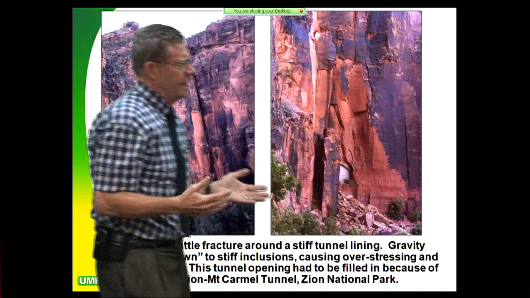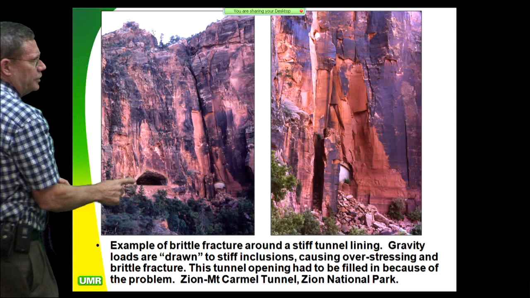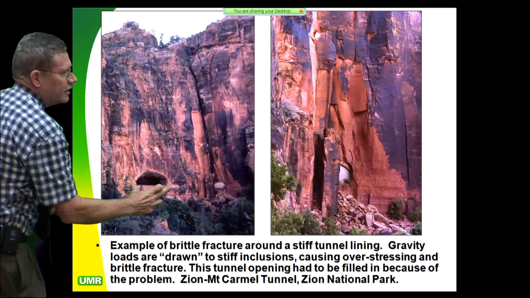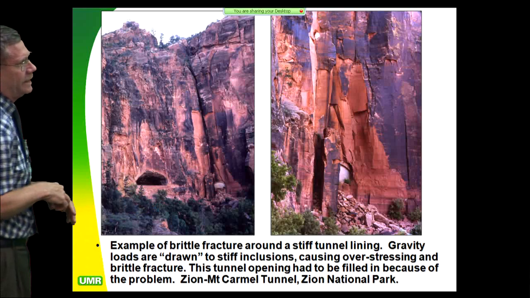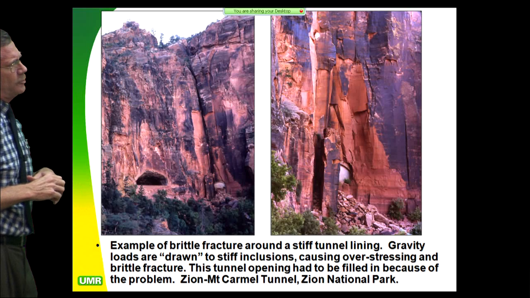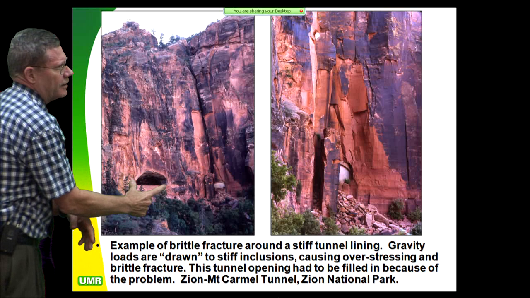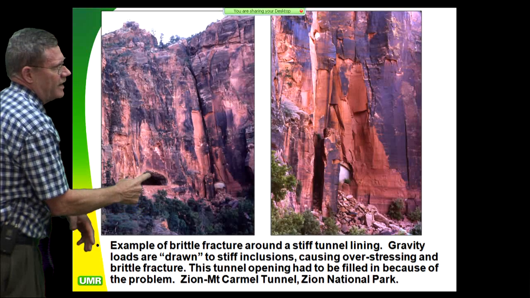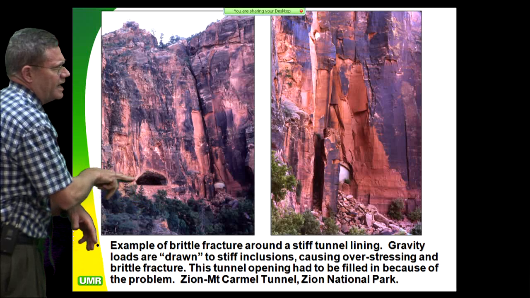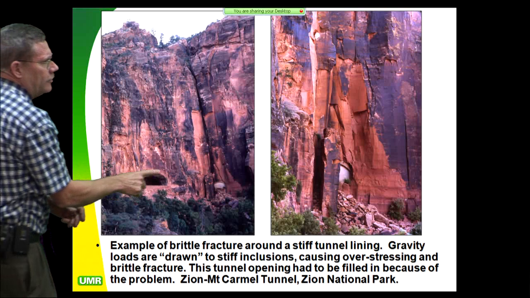Now, here's the failures they had out there. This is gallery number 2 on the Zion Mount Carmel Tunnel. And that was the biggest single rock opening in the United States until the building of the Yerba Buena Tunnel in San Francisco Bay in 1937. This is about 135 feet across. That's a big opening, about 65 feet high. And that was a ventilation opening for a side canyon tunnel that this highway went through. Now, look right over here.